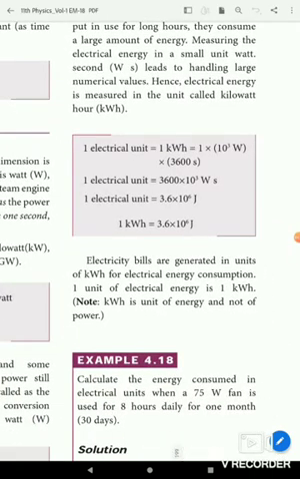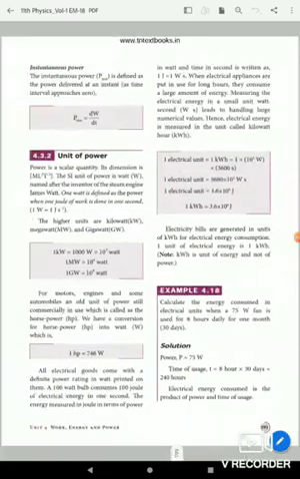So electricity bills are generated in units of kilowatt hour for electrical energy consumption. 1 unit of electrical energy is 1 kilowatt hour. Okay, kilowatt hour is a unit of energy and not of power. Okay, do you understand this one?